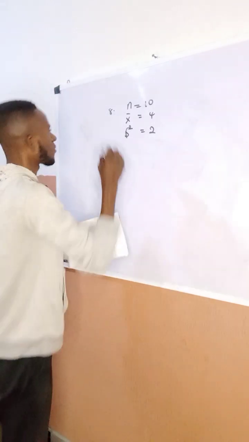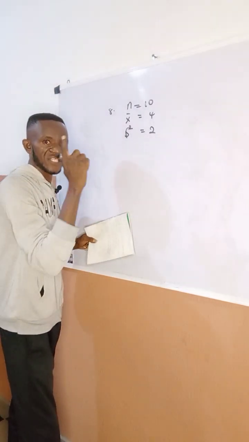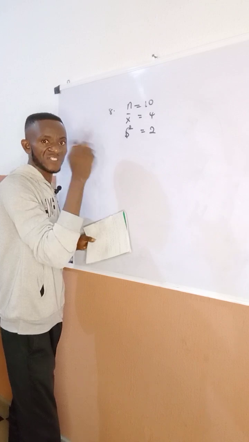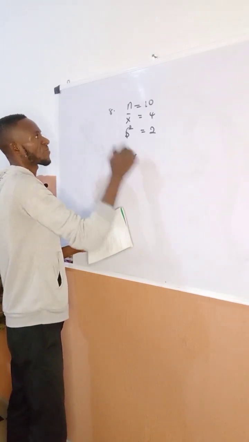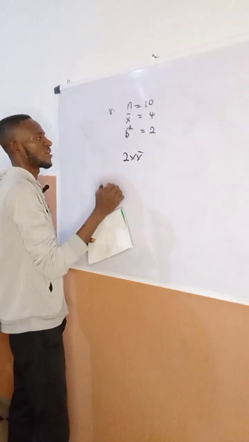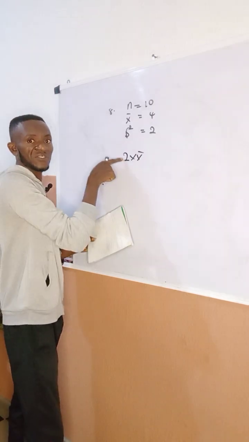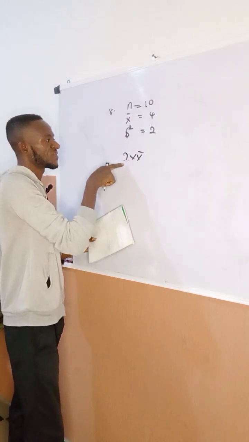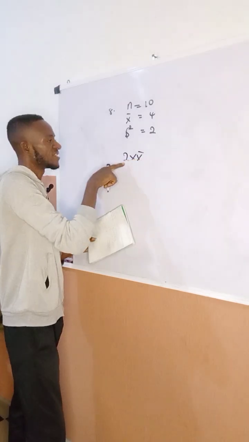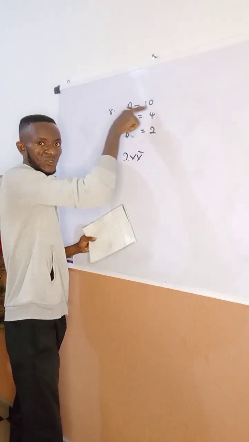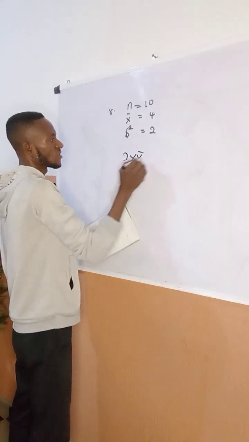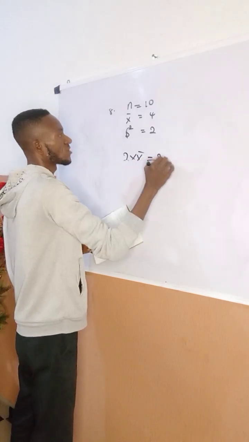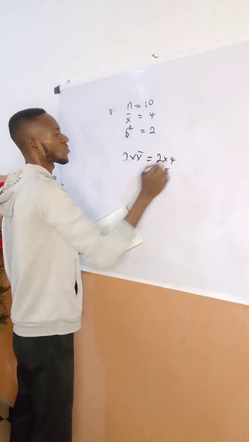So if I want to find the mean of the new series, they use the 2 to multiply each of the observations, so I will now use that 2 to multiply the mean, x bar. So the formula for the mean of the new series is 2 times x bar. This 2 is that constant with which they multiply each of these observations. So it becomes 2 times 4, which becomes 8.